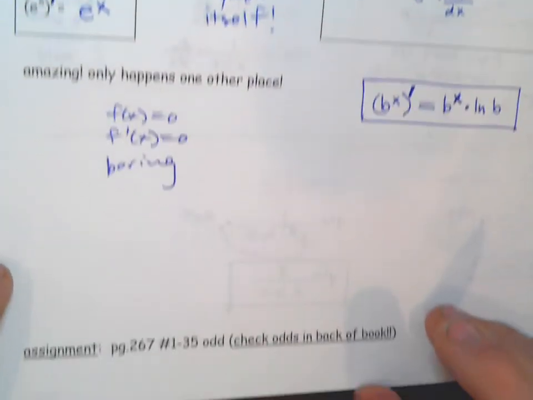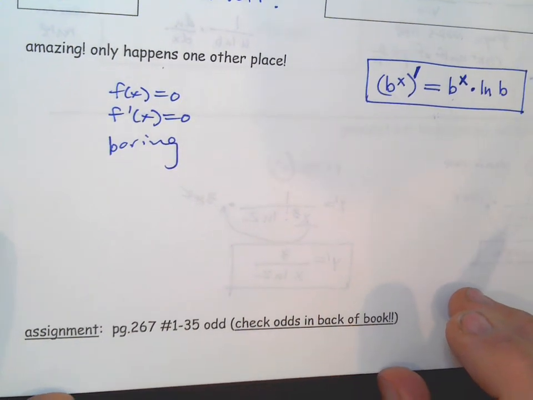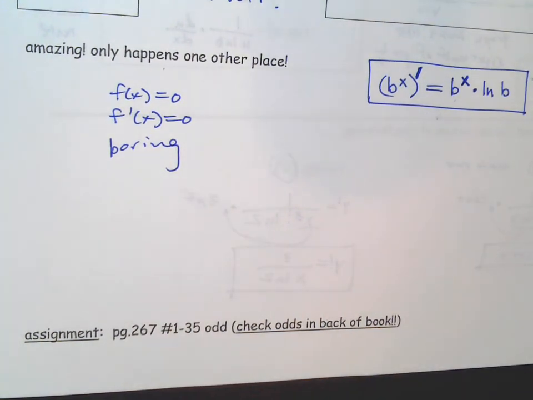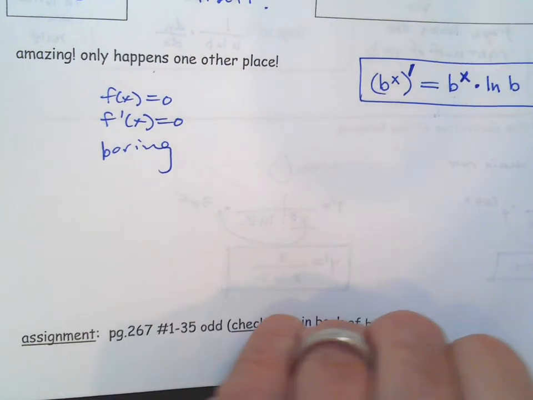So today's assignment, out of the book, all odds, check them all in the back of your book, page 267, 1 to 35 odd. Let's get some practice using these rules. This might seem like a nice break after all these related rates problems, which are pretty crazy, long, and complicated. This is a little more simple: apply the rule, repeat. So here you go. Try it out.